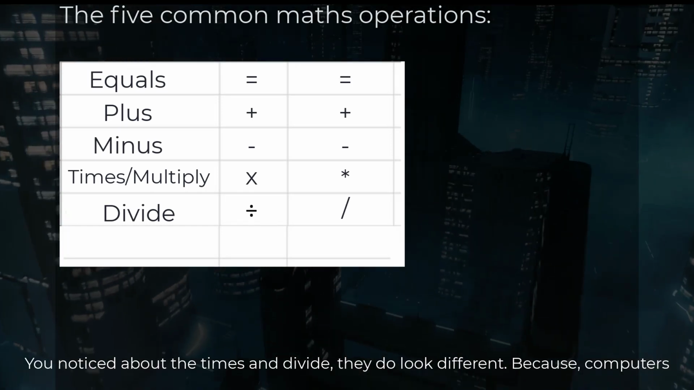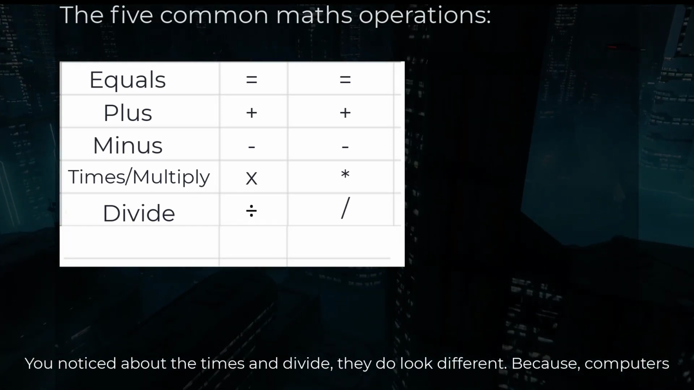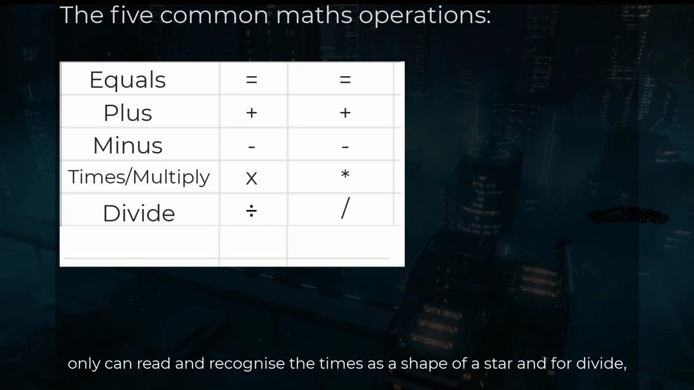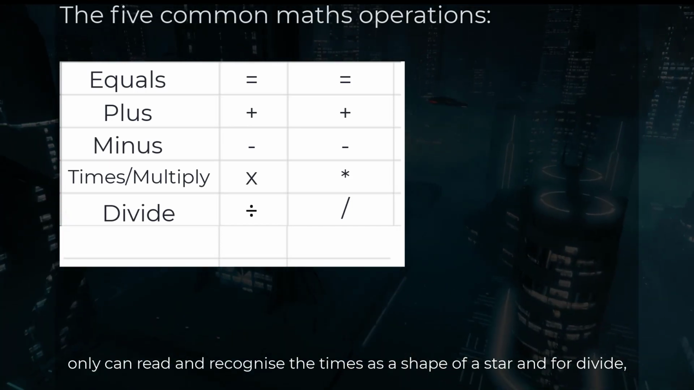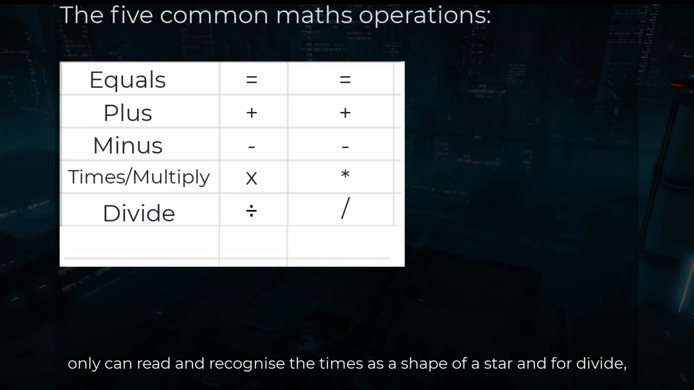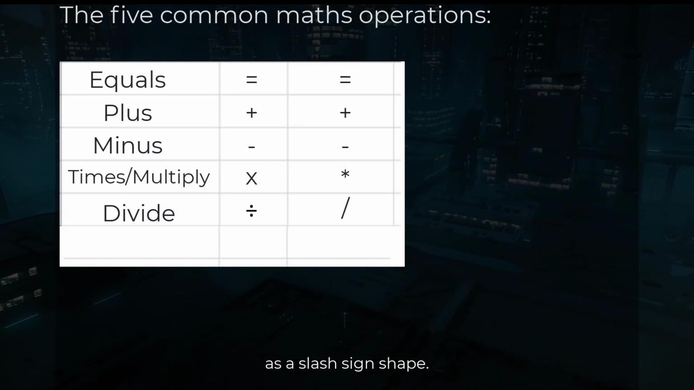You notice about the times and divide, they do look different because computers can only read and recognize the times as the shape of a star and the divide as a slash sign shape.